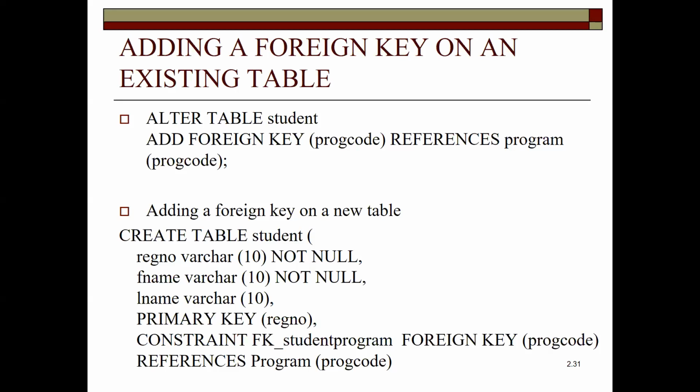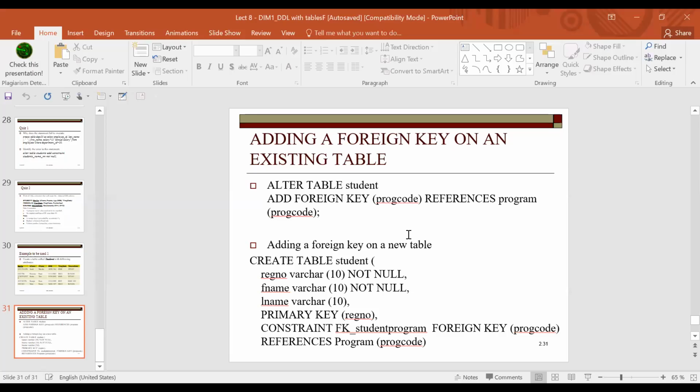Then at the end of the table, you remember when we said that constraints can be put at the column level or at the table level. At the end of the table is where we are putting the foreign key constraint. We're not putting it at the column level. So that is also something that you need to take home. All right, so that is what I had for this particular session.